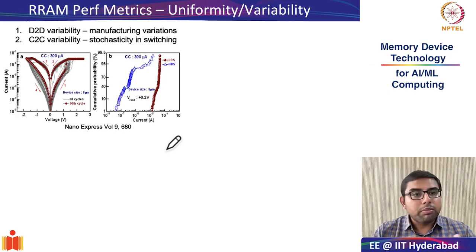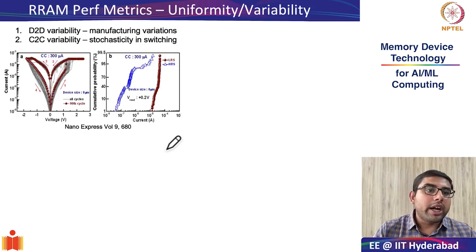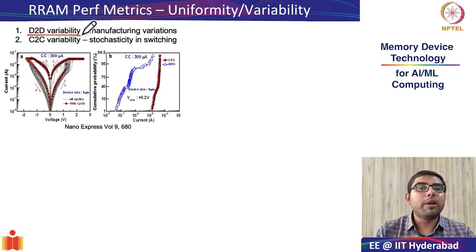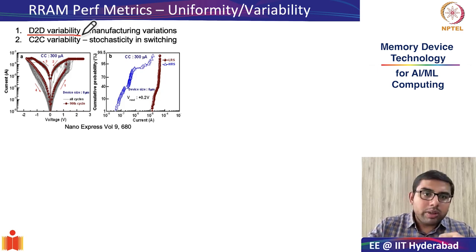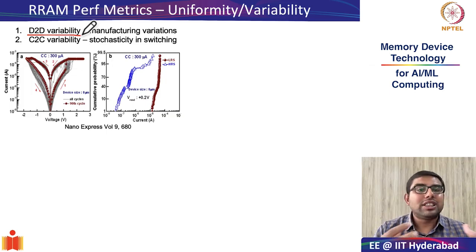So RRAMs, like most other devices, see two kinds of variability. One is called your device to device variability. So device to device variability is the variability which is seen amongst devices in the same manufacturing process or even in the same chip. And this happens because there are variations and defects which are spatially different, which is introduced during the manufacturing step.